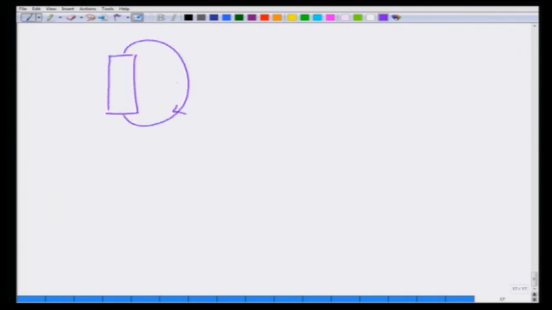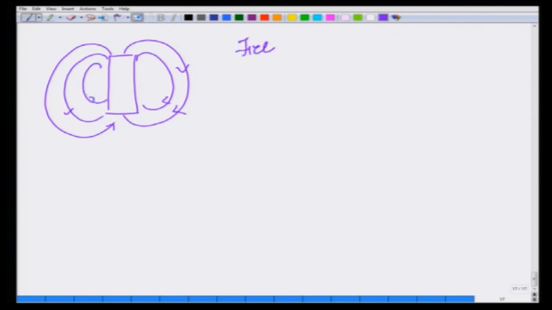What is found is that these magnetic lines pretty much follow the same pattern as the field due to an electric dipole. So, it makes sense to define a magnetic dipole.